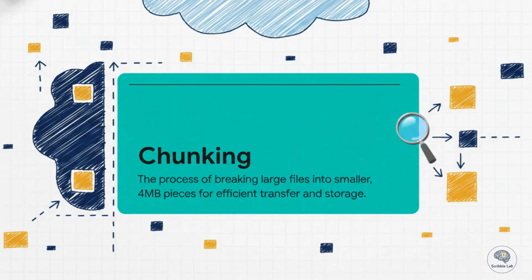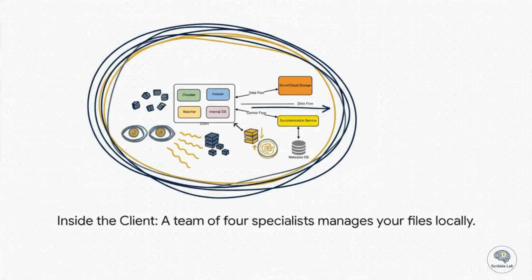It's incredibly efficient. And what's really cool is that the client software on your device is like its own little mini company with different departments. So first, you've got the watcher. Its only job is to notice that you saved a file. The moment it sees a change, it pings the chunker. The chunker does exactly what it sounds like. It splits the file into those pieces. Then the indexer comes in and updates a local database right there on your machine to keep track of these new chunks before a single byte even gets sent to the cloud.